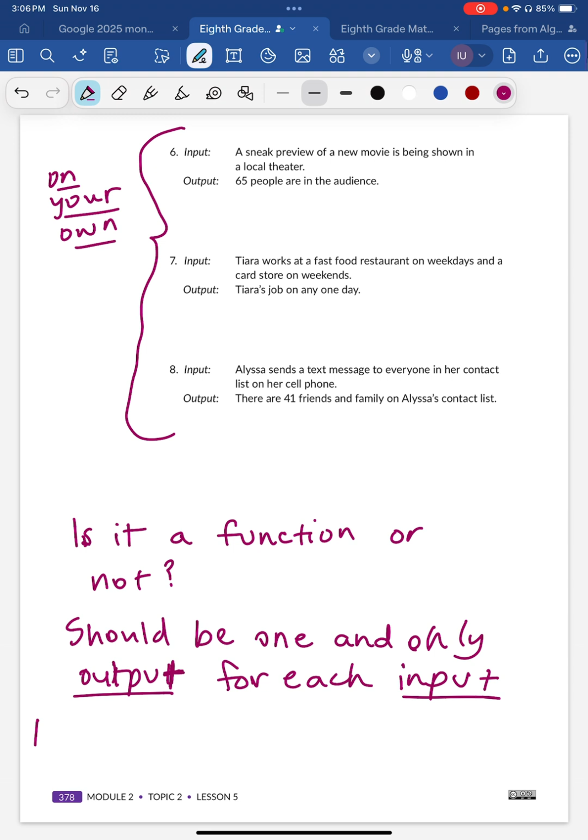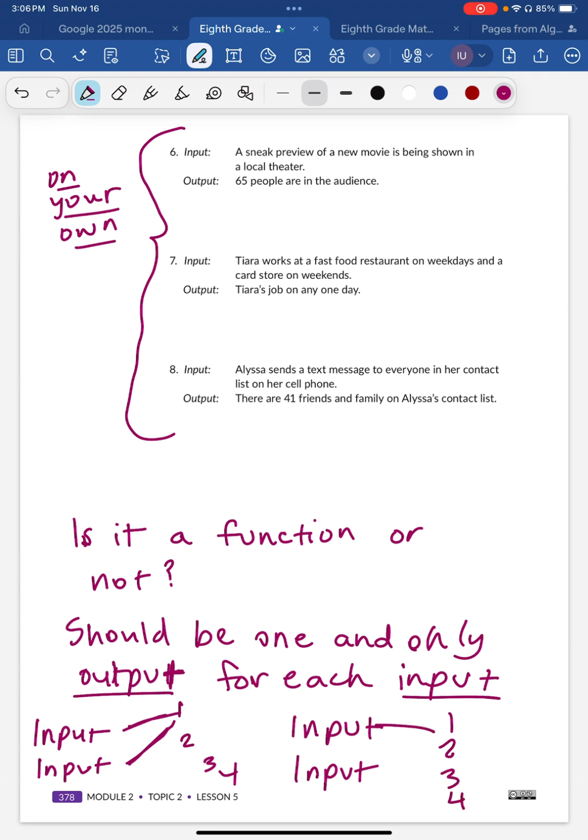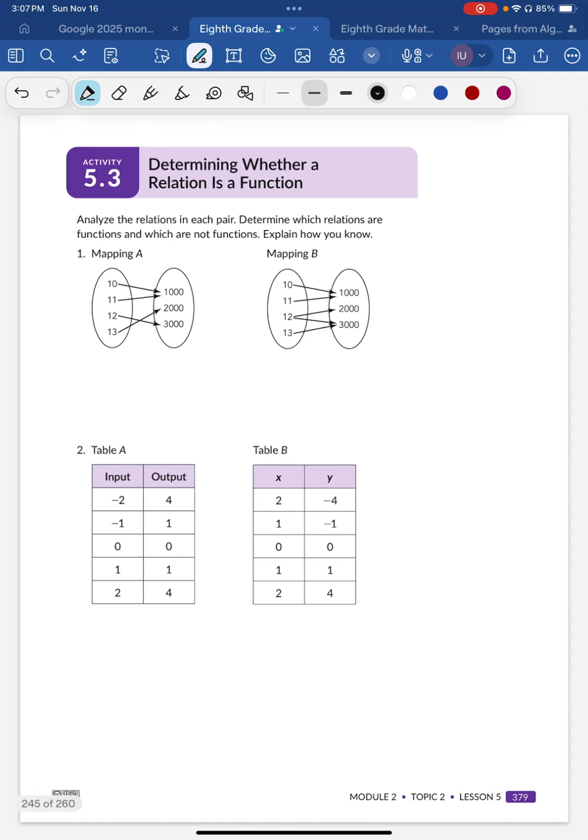Now remember, this input can go to that one, and then this input could go to that one. Like, let's say this is 1, 2, 3, 4. Well, these could both go to one, but you cannot have the same input going to two different outputs like that. So this one is okay. This one is not okay. So hopefully that will help you to do 6, 7, and 8 by yourself.